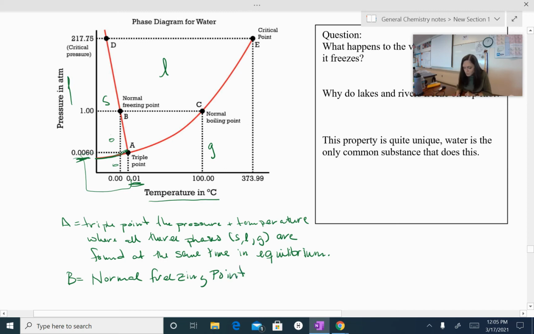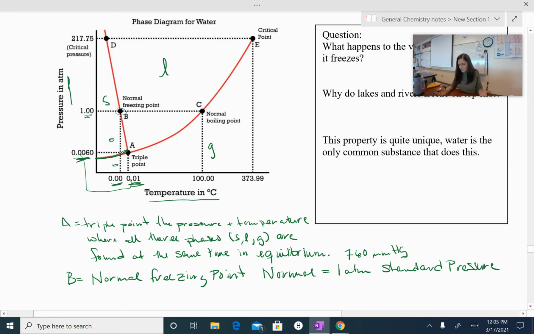Now, what makes it normal is I'm at 1 atmosphere. Normal is 1 atmosphere. So this is our standard pressure. It can also be 760 millimeters of mercury. That's also standard, just a different way of measuring it. So if you look at our normal freezing point, we're at 0. That's what we've always been taught, right? The freezing point of water is 0 degrees Celsius. Well, that's the normal point.